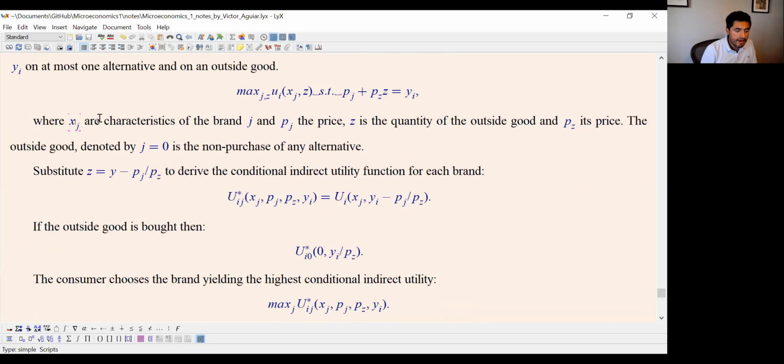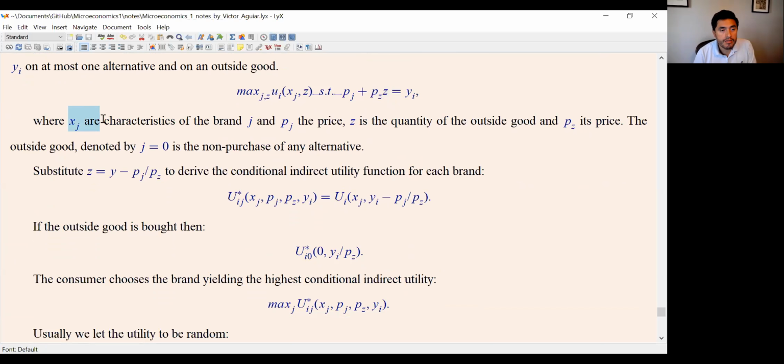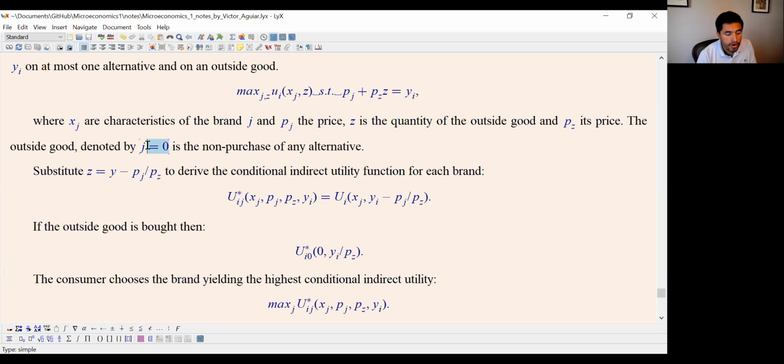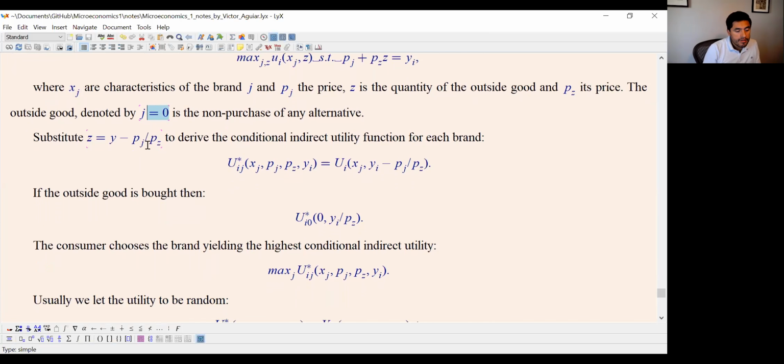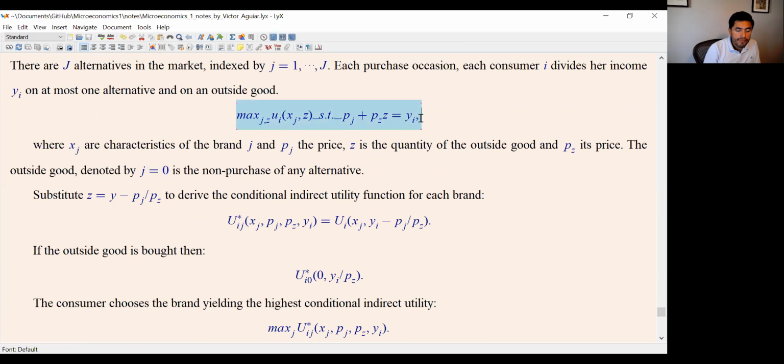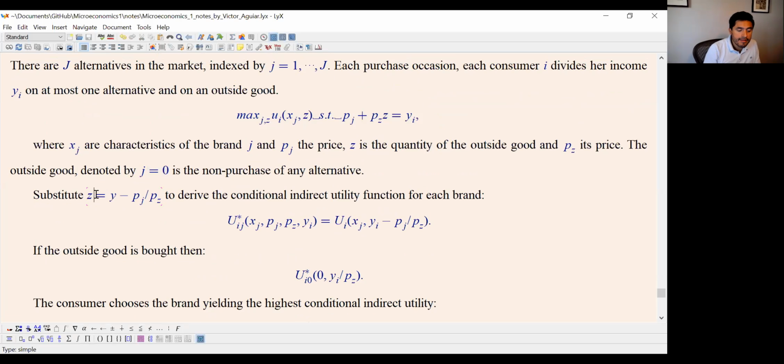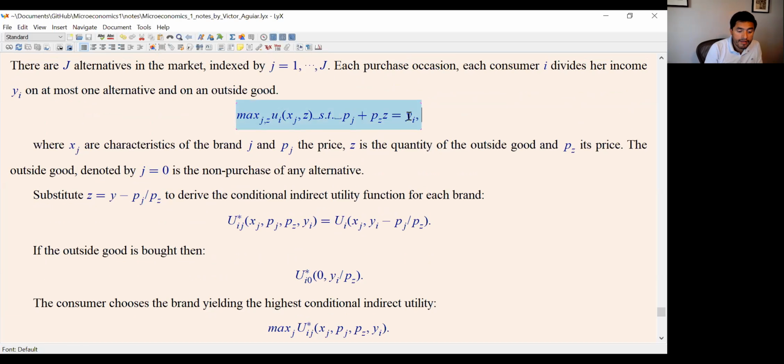And so these X variables are characteristics, right? We can think of them as, for instance, the stars in Google reviews, how spicy, how flavorful, how warm they come, how fast they are. And now you have here a zero option, which is the outside alternative of not eating, not ordering from Uber Eats. And so by playing with this simple budget equality, you can now replace Z by (Y minus P_J) over P_Z.